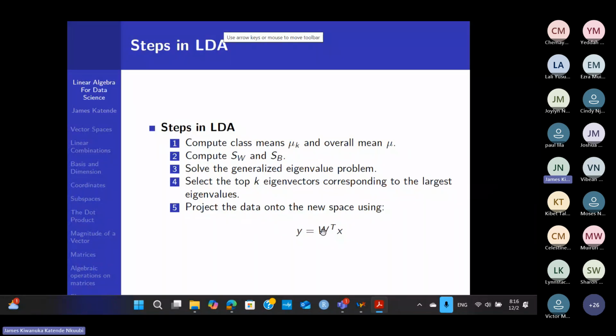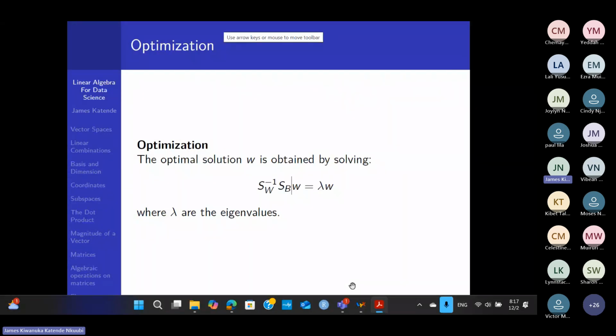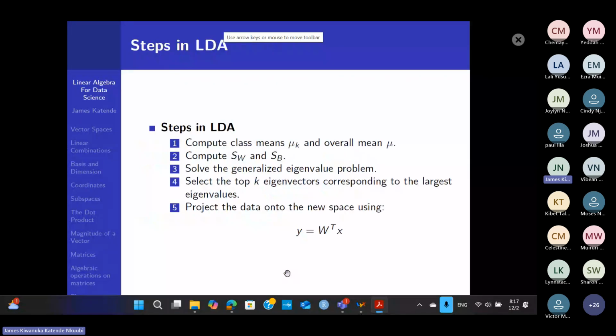And we form a matrix and project the data, each data point, onto this new space. In the new space, the separation will be maximized. So instead of working with the original space, we project it onto the new space. Like I said, I will illustrate this with a two-dimensional case. These are the steps involved.